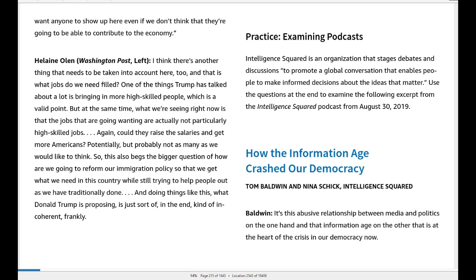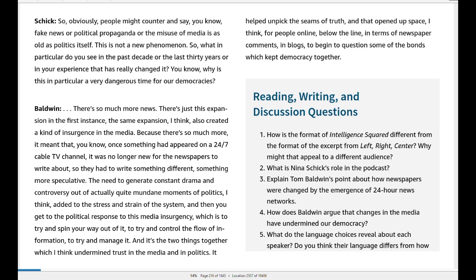Tom Baldwin and Nina Schick, Intelligence Squared. Baldwin: It's this abusive relationship between media and politics on one hand and that information age on the other that is at the heart of the crisis in our democracy now. Schick: So obviously, people might counter and say, fake news or political propaganda or the misuse of media is as old as politics itself. This is not a new phenomenon. So what in particular do you see in the past decade or the last 30 years or in your experience that has really changed it? Why is this in particular a very dangerous time for our democracies?